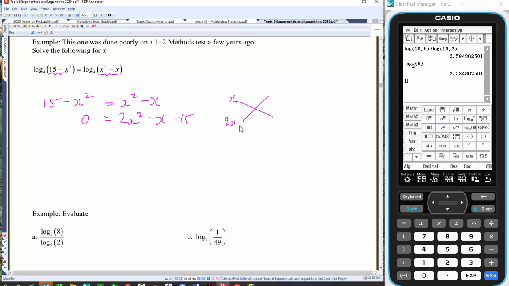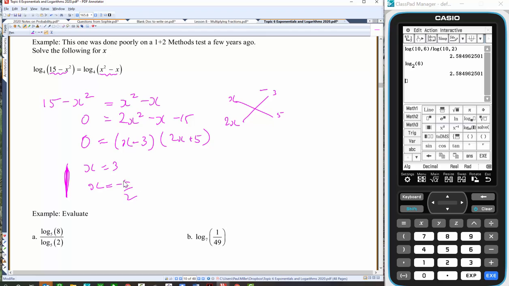What's that going to be? Like 3, 6. Yeah, I think that's it. 6 is negative, 5 is positive. 0 equals x take 3, 2x plus 5. And then x is equal to 3, x is equal to -5 on 2.